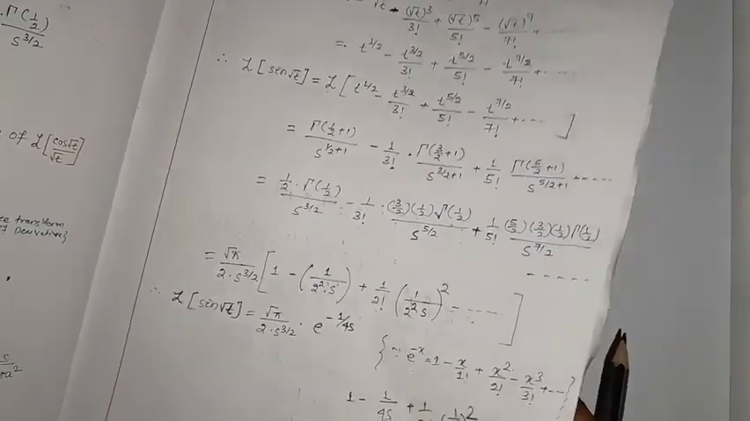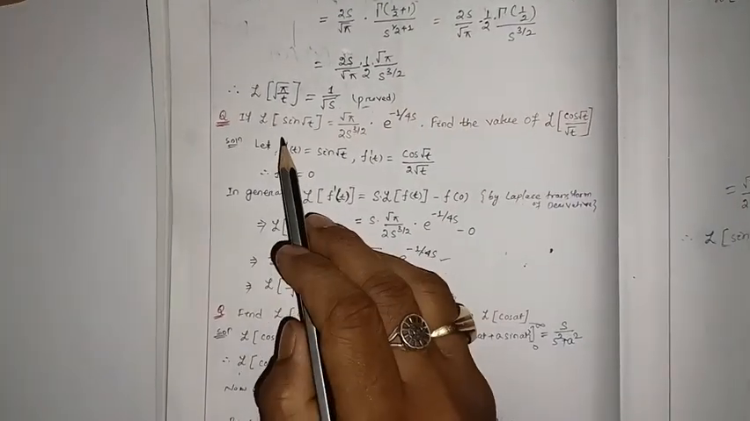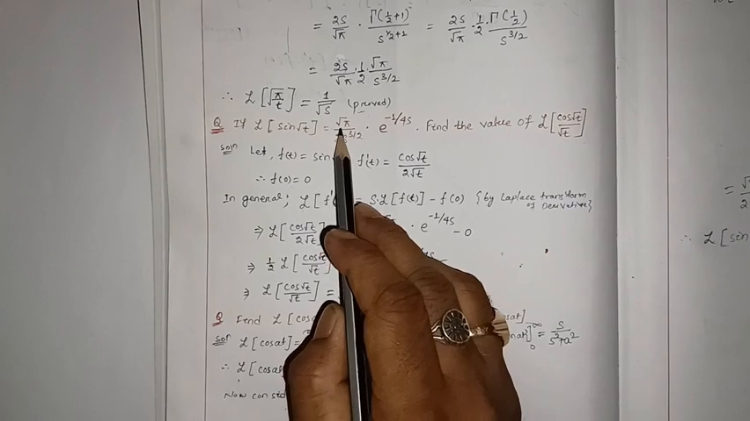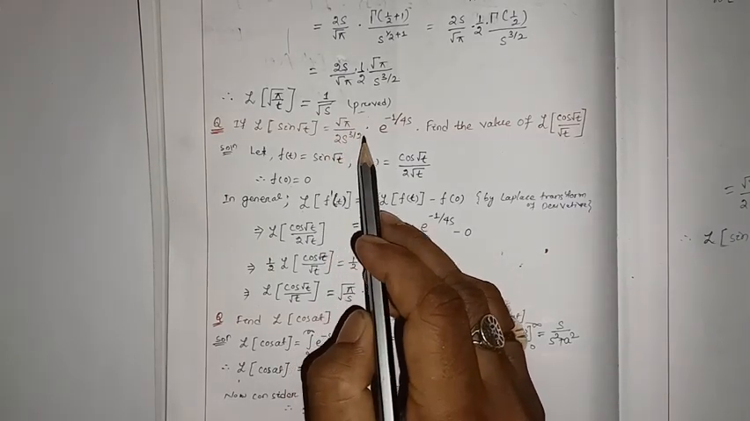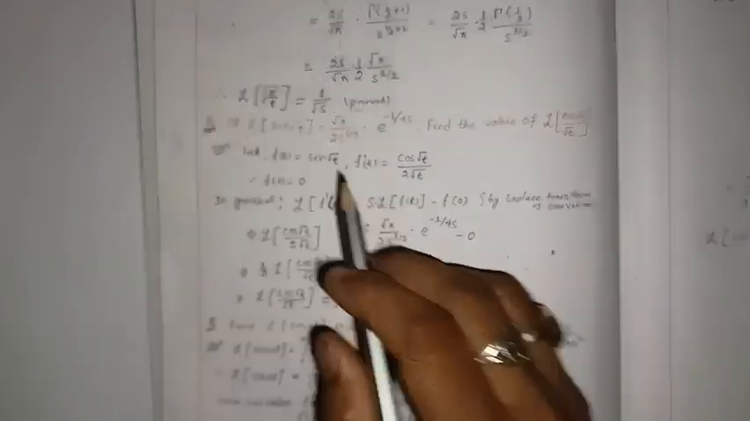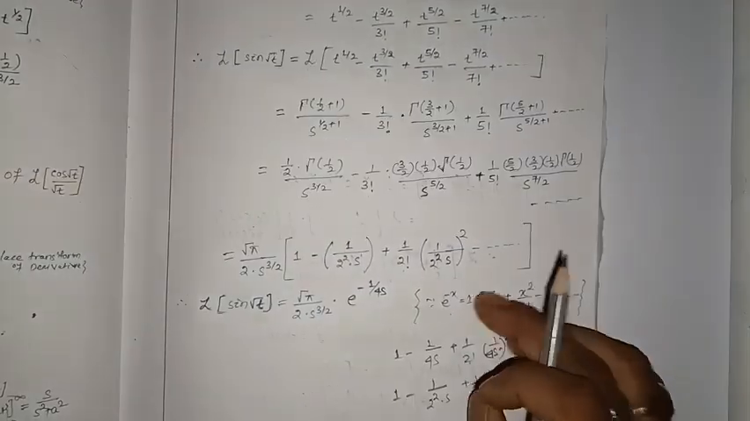So here in this question, it has been already given that the Laplace transform of sine root t equals root pi by 2 s to the power 3 by 2 into e to the power minus 1 by s. But how will it be? Here is the derivation. Okay.